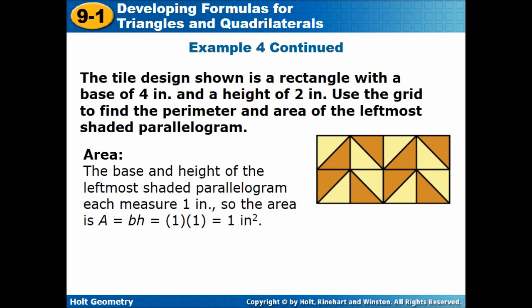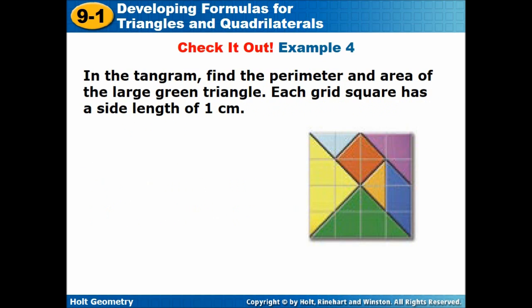All right, so what I want you to do now is examine these tiles further so we can find the area. And as I said, the tile design shown is a rectangle with a base of 4 inches and a height of 2 inches. So we're going to use the grid again to find the perimeter and area of the leftmost shaded parallelogram. So for area, the base and height of the leftmost shaded parallelogram each measure 1 inch. So the area equals base times the height, which equals 1 times 1, or 1 inch squared. Okay, it's your turn now.